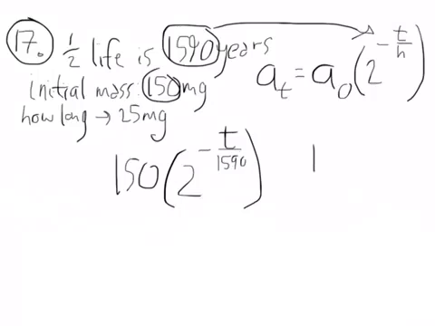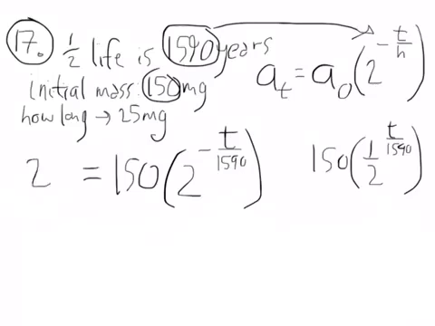You could write your equation this way too: 150 times one half, to the power of t over 1590. These are both equivalent to each other, because remember that a negative exponent flips the fraction. Same thing. I'm going to go with this one. But we're just curious how long it takes this thing then to decay to 25 milligrams. So I'm going to solve this.